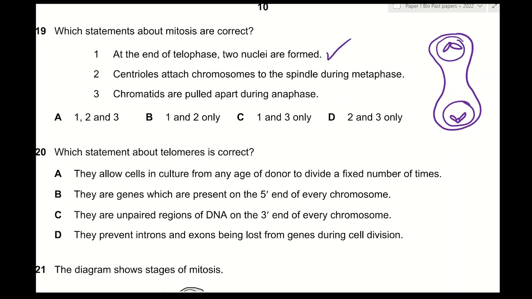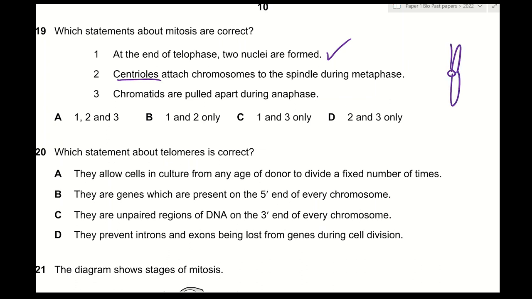Therefore, this is correct. 2. Centrioles attach chromosomes to the spindle during metaphase. Now, this is incorrect. It's not centrioles. Here, we have a chromosome made of two sister chromatids and made of a centromere. Therefore, the centromere is what attaches the chromosomes to the spindle. Or to be more precise, it attaches to the kinetochore found inside the centromere. Therefore, this is incorrect.